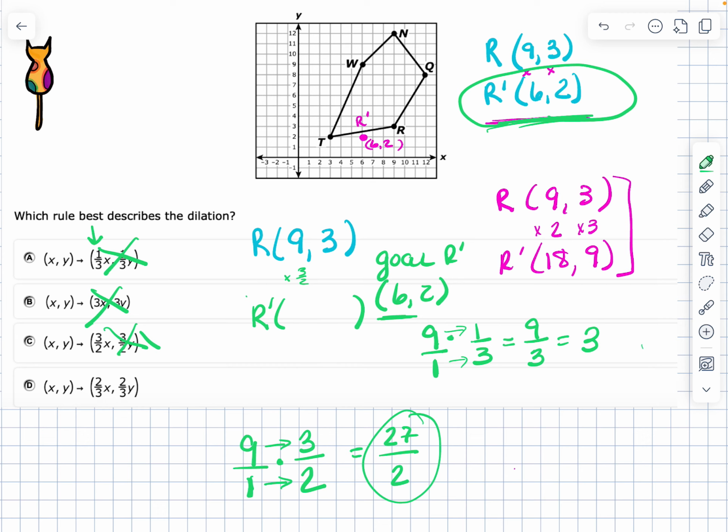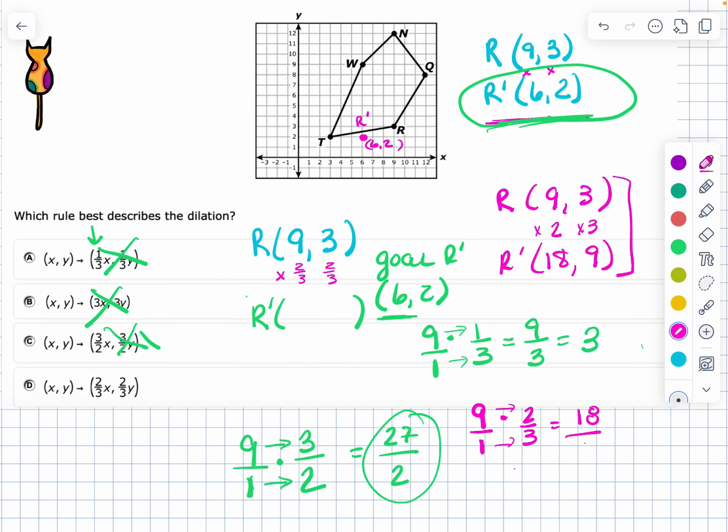Now let's look at the very last one, 2/3. Let me erase this right here. And I'm just going to change color just because I can. 2/3, because it's our only other option. If this doesn't work, what can we do? So 9 times 2/3. We turn that into a fraction and multiply numerators and denominators straight across. 2 times 9 is 18, and 3 times 1 is 3. 18 divided by 3 is 6, which is what we want.